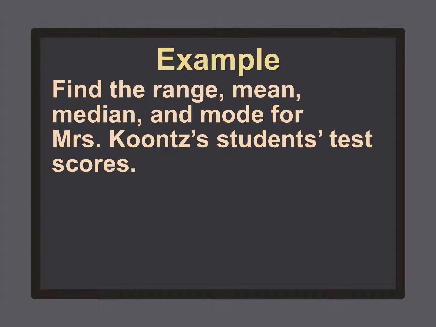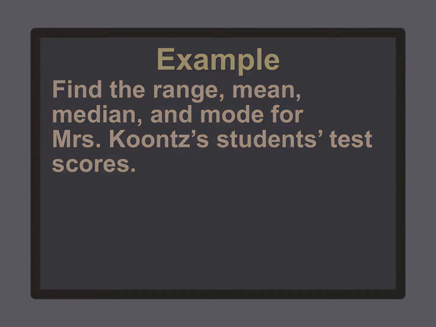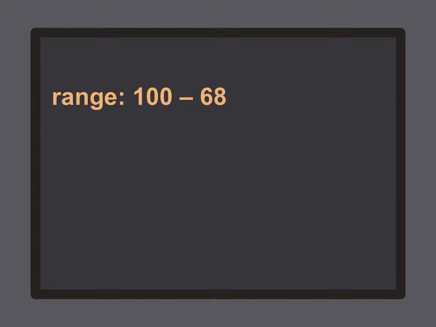All right, so looking at that data from that previous slide, we want to find the range, the mean, the median, and mode. So the very first thing that we have to do is to put the data in order, in ascending order. So once we've done that, we can figure out what the range is. So the highest percent was 100 and the lowest percent was 68, which means our range is 32.